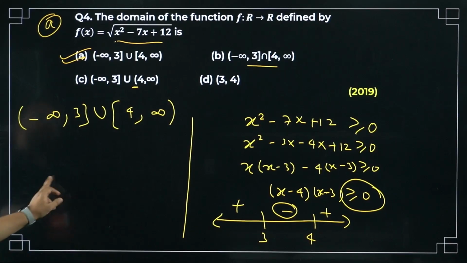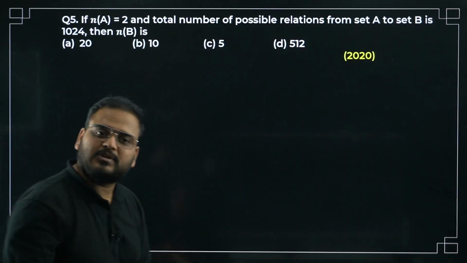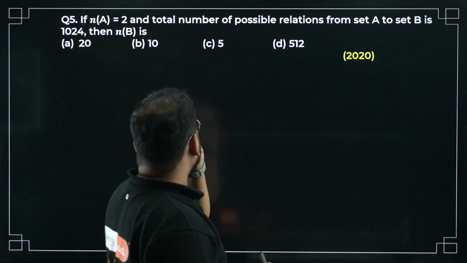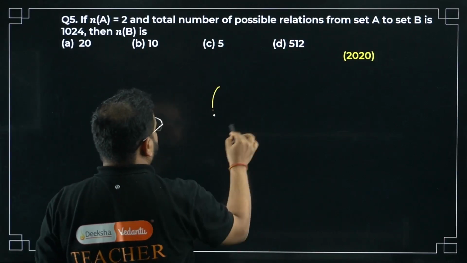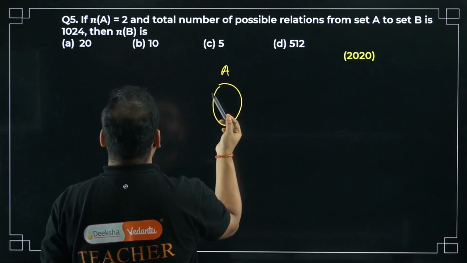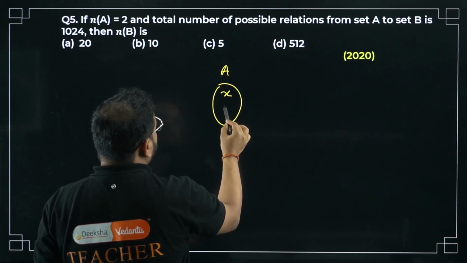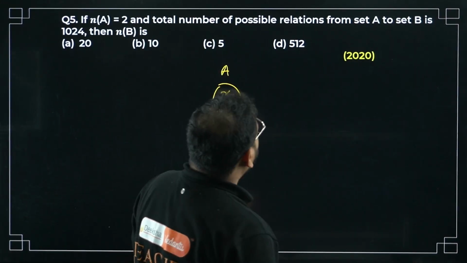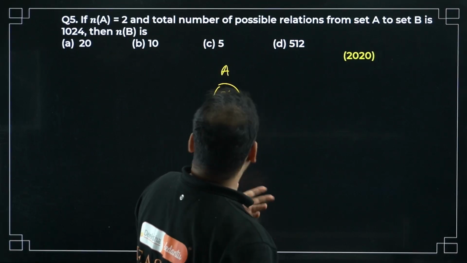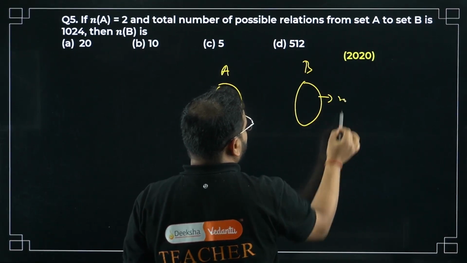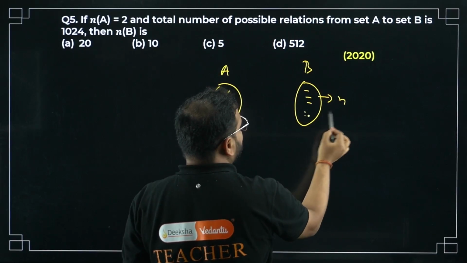Let's move on to question number 5. Fourth is done. If n(A), the number of elements in set A, is 2. Let's say I'll write the elements to be x and y. And this is set B also. We don't know the number of elements. Let's call this n number of elements. We have a total of n number of elements.